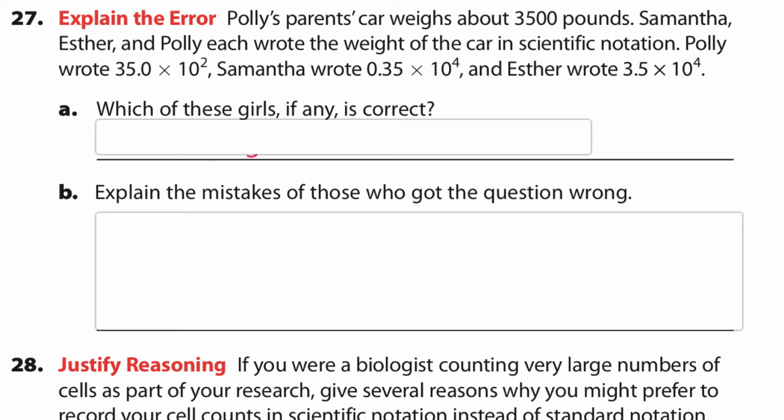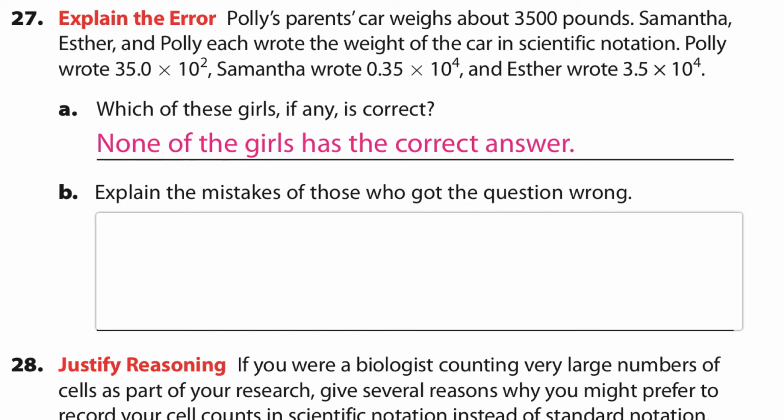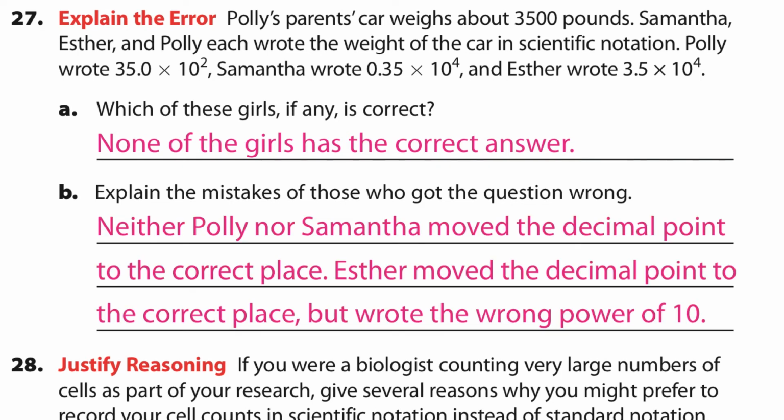But yes, this is in scientific notation, but is this equal to that right there? Because here it's times 10 to the 1, 2, 3. That exponent should have been 3, not 4. So it looks like none of them wrote the weight of that car in scientific notation. And to explain that, here we go. So the decimal points are in the wrong place for each of these. That needs to be 3.5. And Esther moved the decimal point, right, but wrote the power of 10 wrong. That should have been a 3.